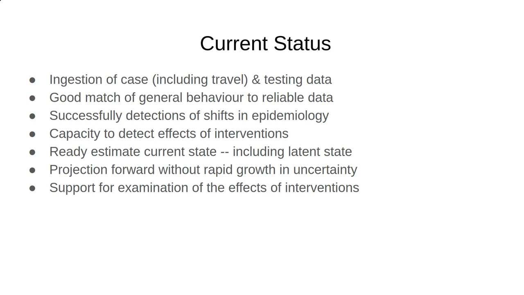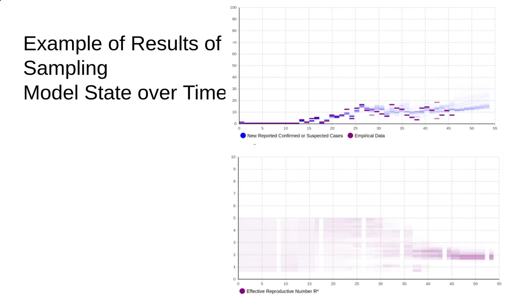The current status of this is current ingestion of case data, including travel-specific and testing data. Really good match of behavior to reliable data for multiple jurisdictions. Successful detection by this framework of shifts in the epidemiology that have occurred, indeed the behavioral regime. The capacity to detect effects of interventions as reflected in said behavior. The capacity to estimate the current state, including the latent state of the system. The capacity to project forward without a rapid growth in uncertainty, and support for examination of the effects of interventions.